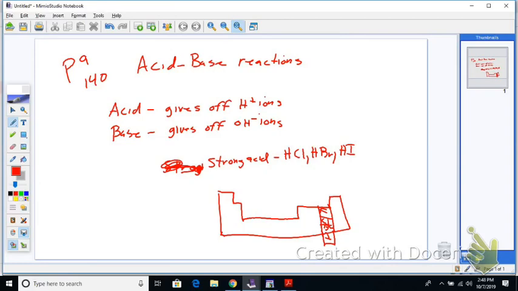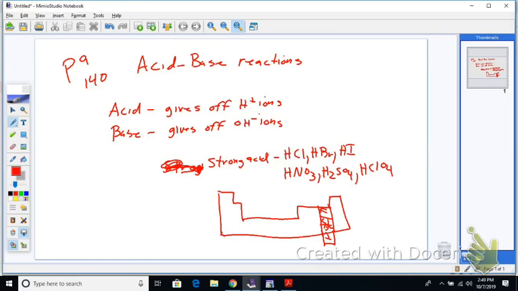So the H's go with those. The other acids are going to be considered oxyacids, and they are HNO3, H2SO4, and perchloric acid, HClO4. So those are all strong. You have to memorize them. You have to have them down. The other ones would be nitrate, sulfate, and perchlorate with hydrogen.